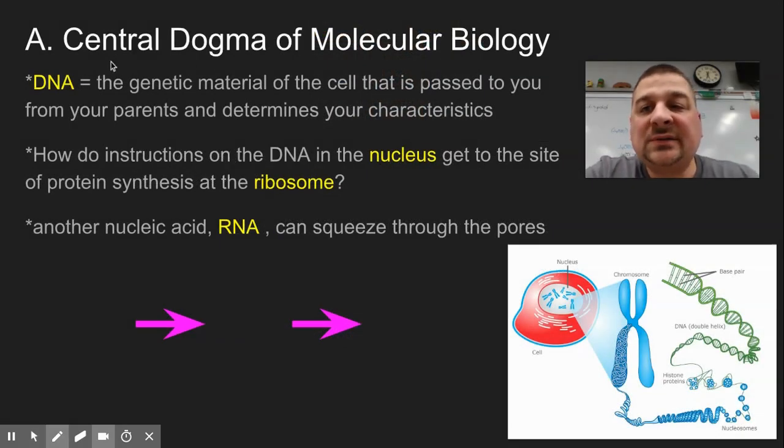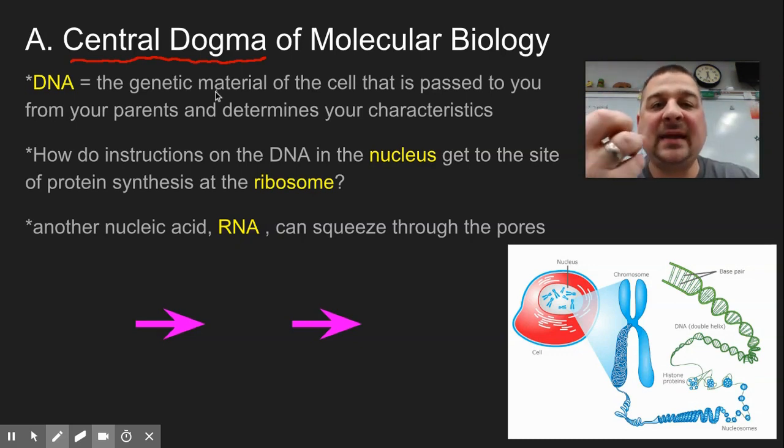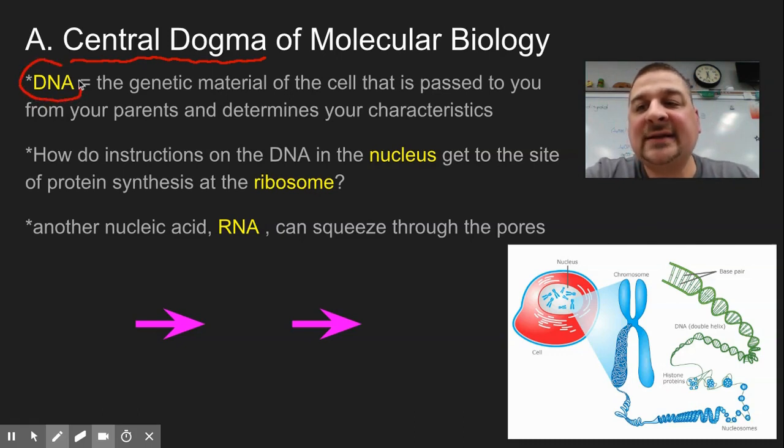One of the first things we need to mention is the central dogma, which is very important in molecular biology. That's the key tenet, the main thing. Everything else hinges on this idea of deoxyribonucleic acid, and how that is the genetic material of the cell. It stores information and is passed on from generation to generation and can be copied very accurately over and over and over again.